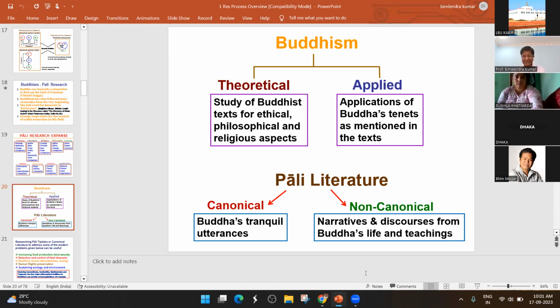Even the Vansa literature, narrative literatures, and discourses from the Buddha's life, like Anagata Vansa and other teachings of the Buddha, which are written by the Acharyas after the Mahaparinibbana of the Buddha, are also compiled in the non-canonical category. So researches can be undertaken in Pali literature in two aspects, canonical and non-canonical.